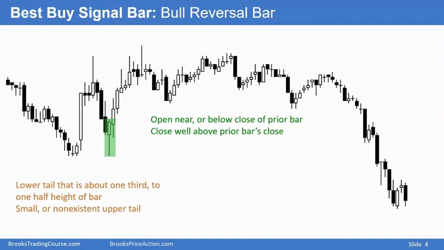Ideally, you want a lower tail that is about 1/3 to 1/2 of the height of the bar, and you want a small or non-existent upper tail, which is the case here. But it also did not overlap the bar before or 2 or 3 bars. In other words, it's not a tight trading range. And that is good.